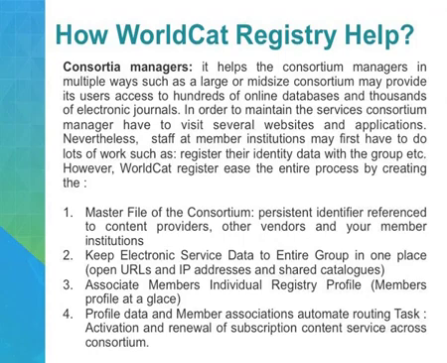Apart from that, it also keeps electronic service data for the entire group in one place, including OpenURL, IP addresses and the shared catalog. It also maintains the record of associate members and individual registry profiles, which have a member profile at a glance and lots of other details related to members and associate members. Profile data and member associations automate routing tasks such as activation and renewal of subscription content services across the consortium.